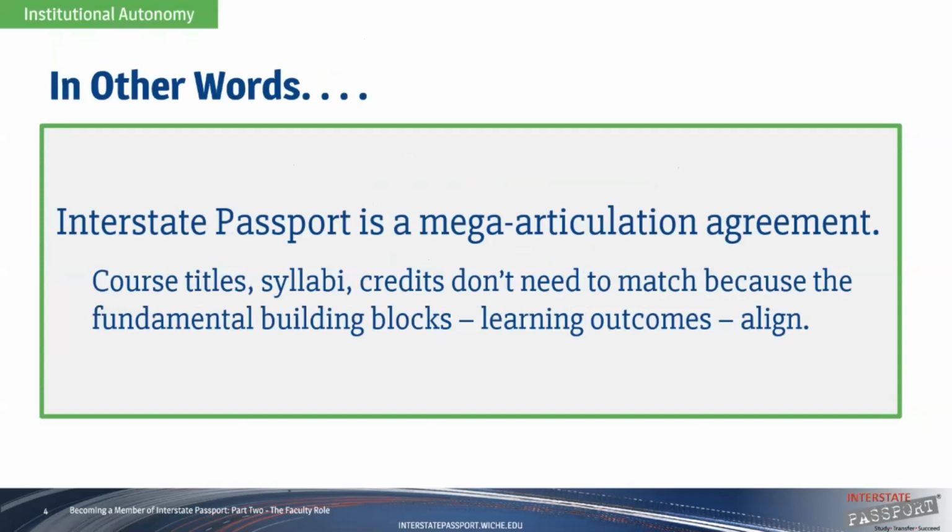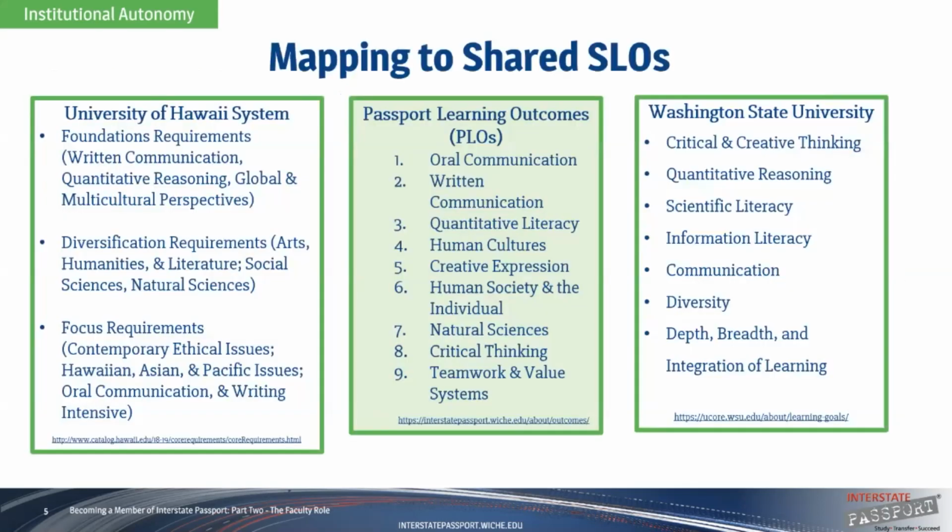In other words, Interstate Passport is a mega articulation agreement, just like other articulation agreements that you may participate in. However, in this one, the course titles, the syllabi, and the credits don't need to match because the fundamental building blocks, the learning outcomes, align. So a student who completes a passport at one member institution will have completed all lower division general education requirements at any other network member institution.